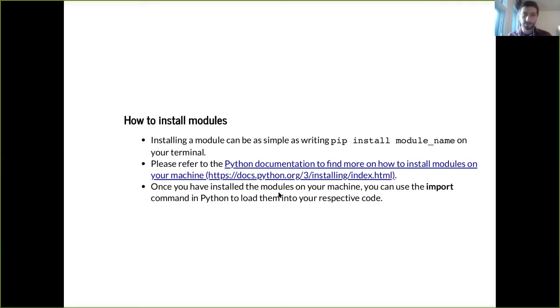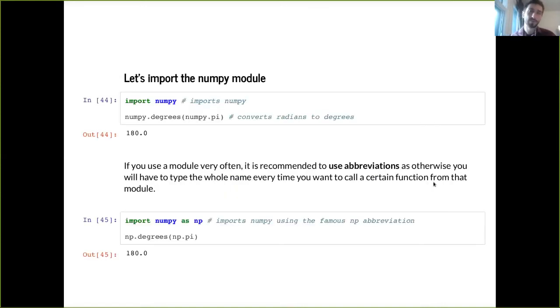So once you have installed your module, you can just import it using the import command into your Python program, and you can start using it. So here's an example for the numpy module. The numpy module is a very famous module for scientific computation, and you can just import it by writing import numpy. And here we have an example where we call the function numpy.degrees. This function converts radians to degrees, and I'm passing as a parameter the constant pi, which resides inside numpy. So this will convert pi radians to degrees, so we have 180 degrees.